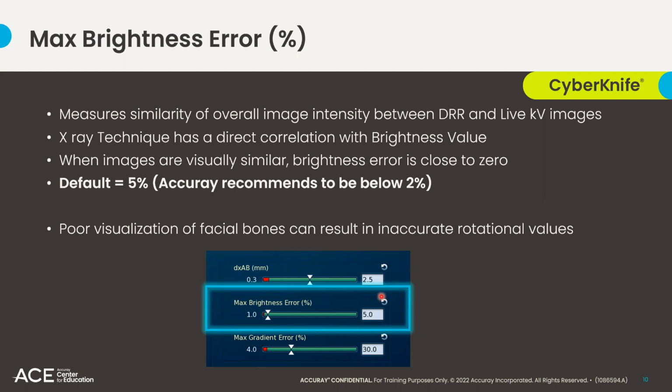When images are similar, our brightness value is 0. So perfect would be 0. Our default is 5%. Accuray recommends this value to be below 2%. So by either typing in 2 or bringing your threshold slider bar down to 2%. This is typically very easy to achieve and should result in improved algorithm performance.